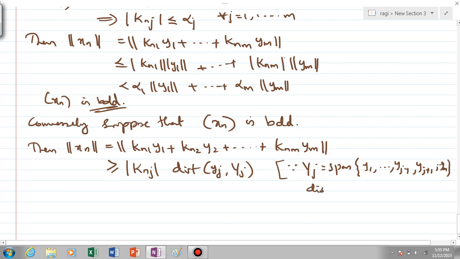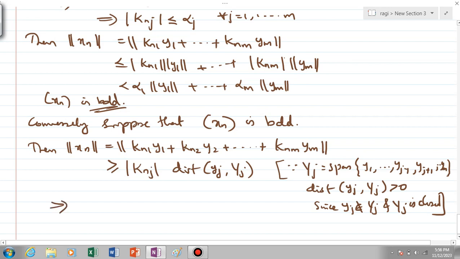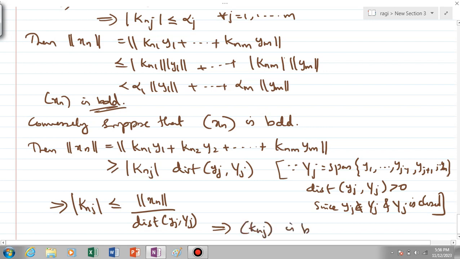Okay, and so the distance of yj from capital Yj is clearly greater than 0, since yj is not an element of Yj and Yj is closed. So since the sequence xn is bounded, we get modulus of knj is less than or equal to norm xn divided by the distance of yj from capital Yj. This is a positive quantity and the sequence xn is bounded, which means that the sequence knj is bounded for every j equal to 1 to m.